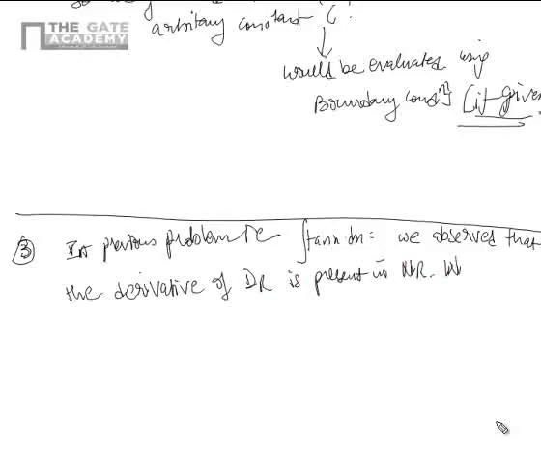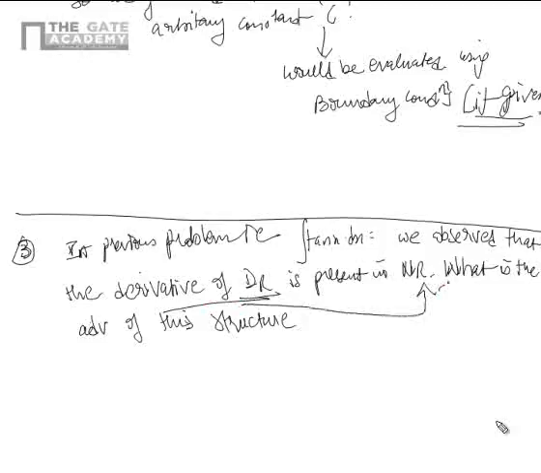What is the advantage of this structure? That is, I have a structure in which the derivative of the denominator is present in the numerator. Can I take any advantage of that? The answer is yes. What is the advantage? Let us evaluate that.